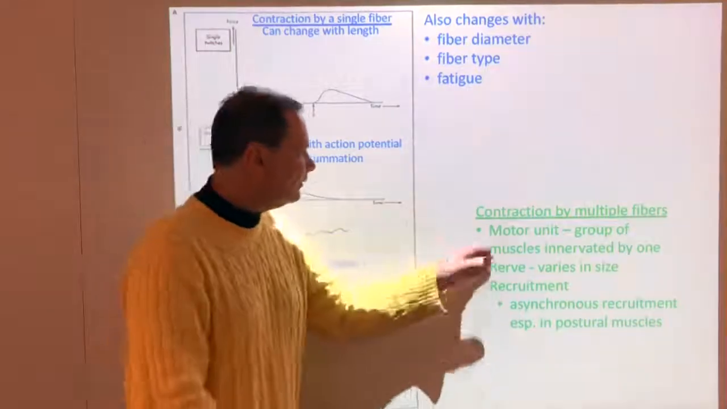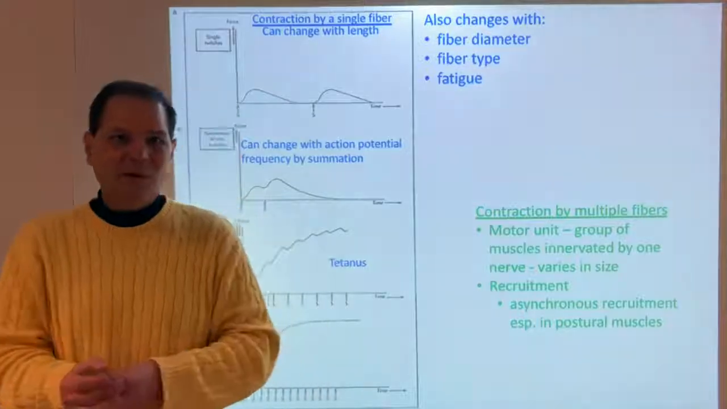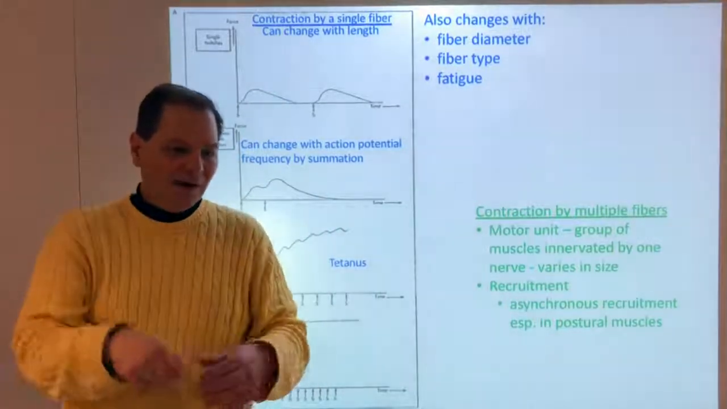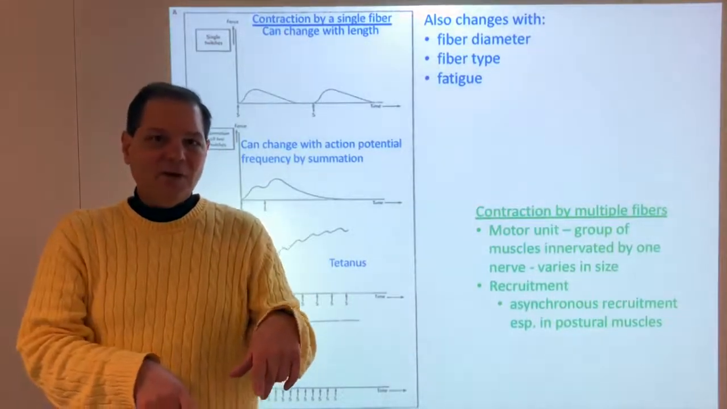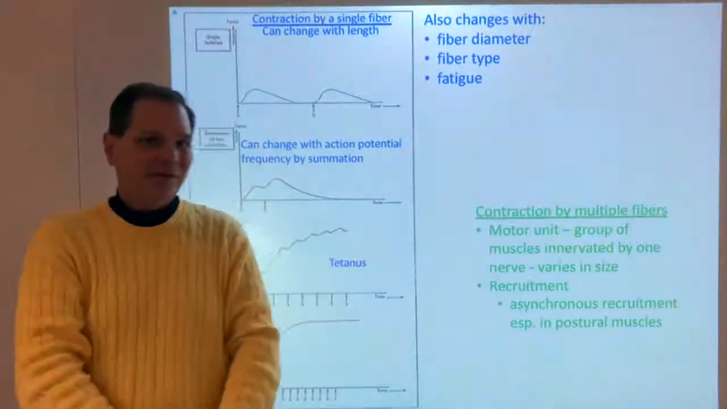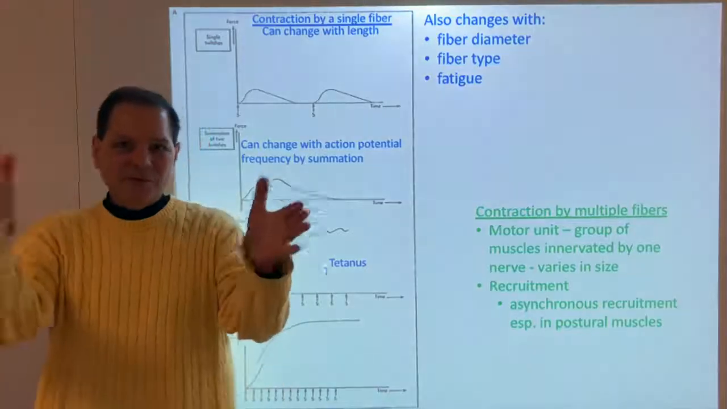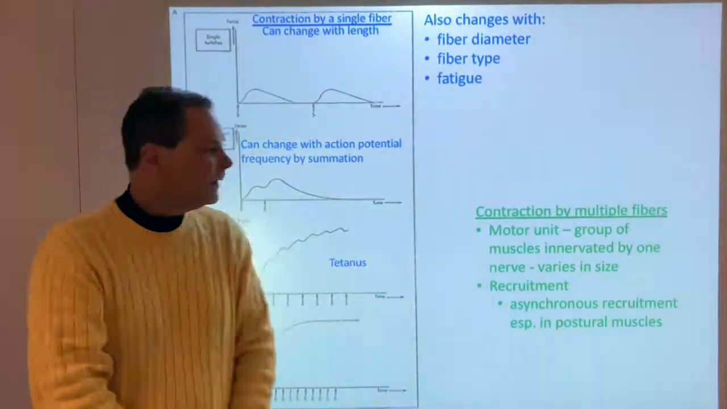So you have a motor unit, which is a group of fibers which is innervated by one neuron. So you have one neuron coming down, and it's causing neuromuscular junctions with multiple fibers, and all those multiple fibers, any fibers that are innervated by one neuron, that's called a motor unit, because those fibers all contract together in response to stimulation by the nerve.